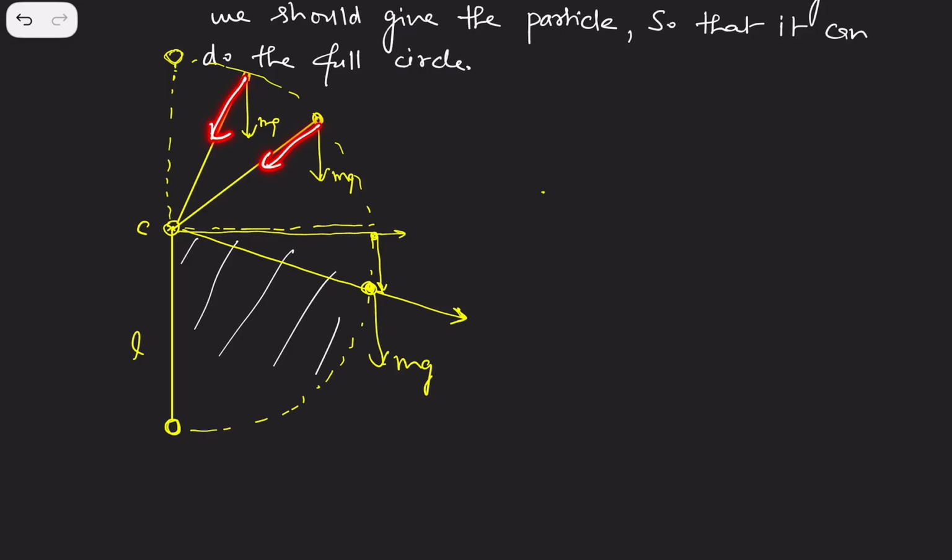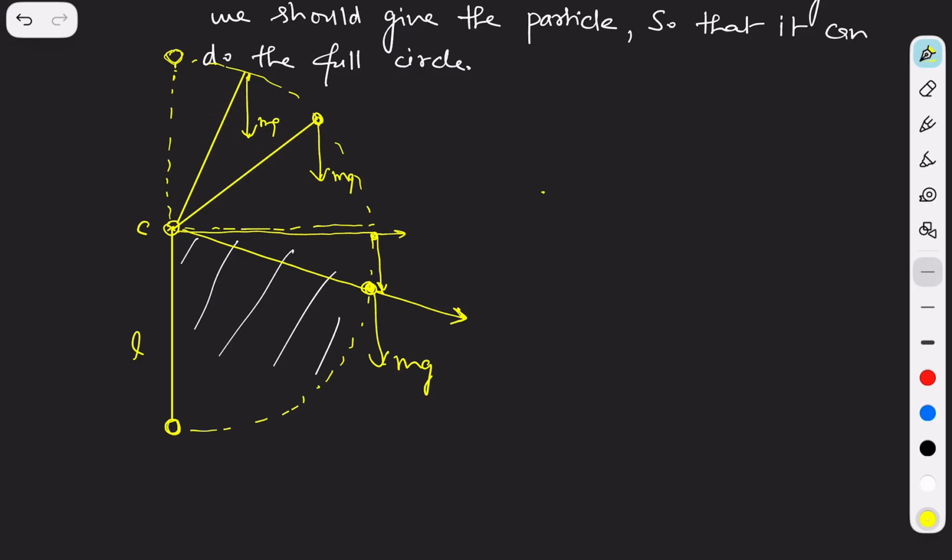So guys, if you look more closely, mg is almost replacing the tension. That means the tension requirement changes. What we have understood till now is that the centripetal force you need towards the center should be equal to mv square by r. That is the centripetal condition.